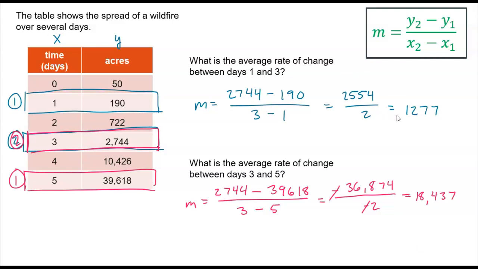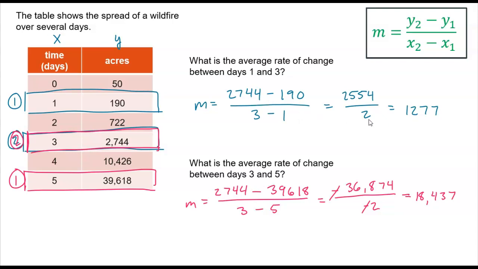So this is to be expected for an exponential equation. You can see it's getting bigger over time. The rate of change is changing. It's getting bigger the more days we have.